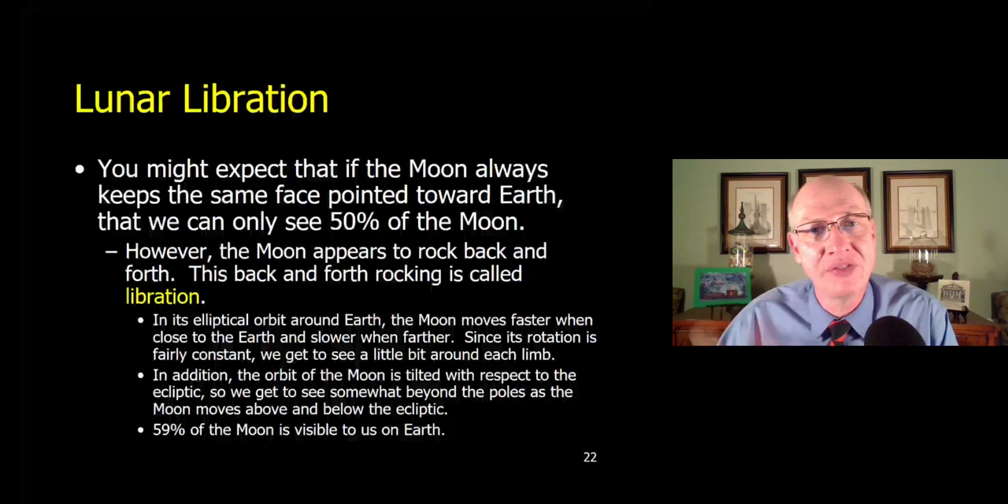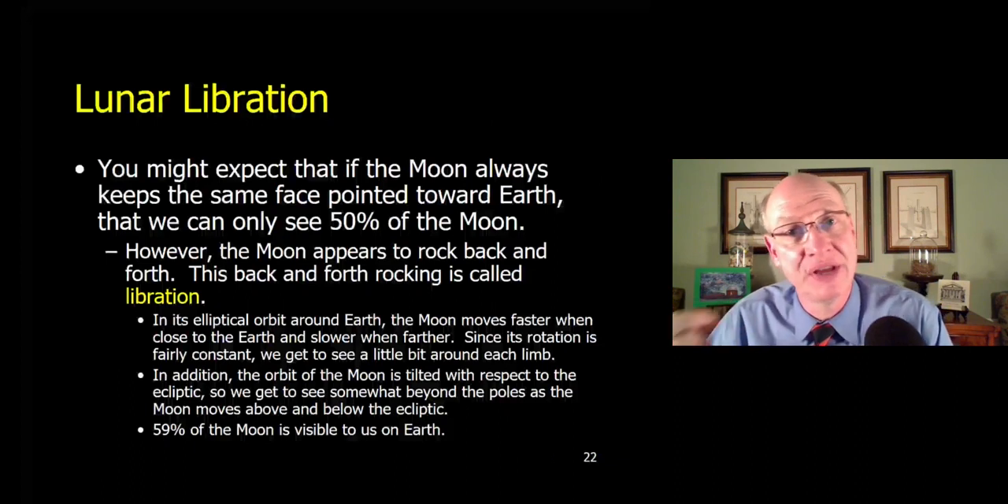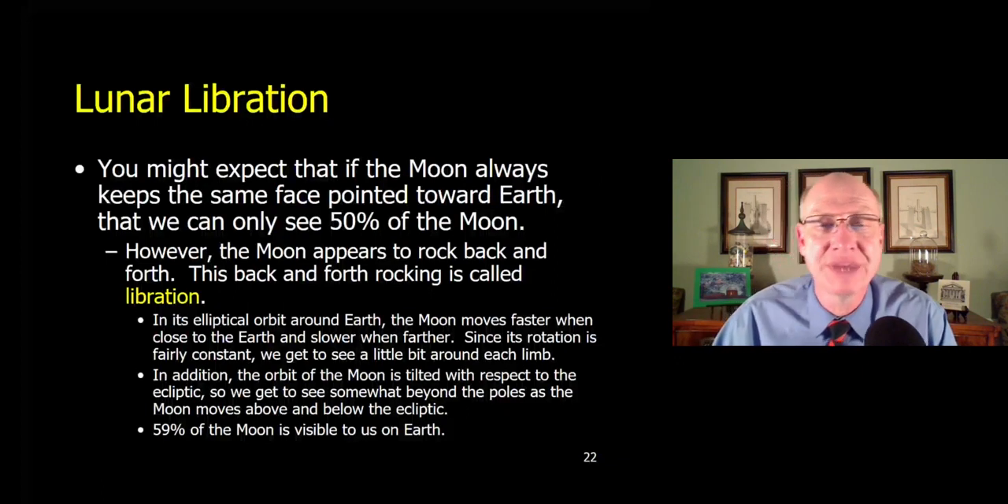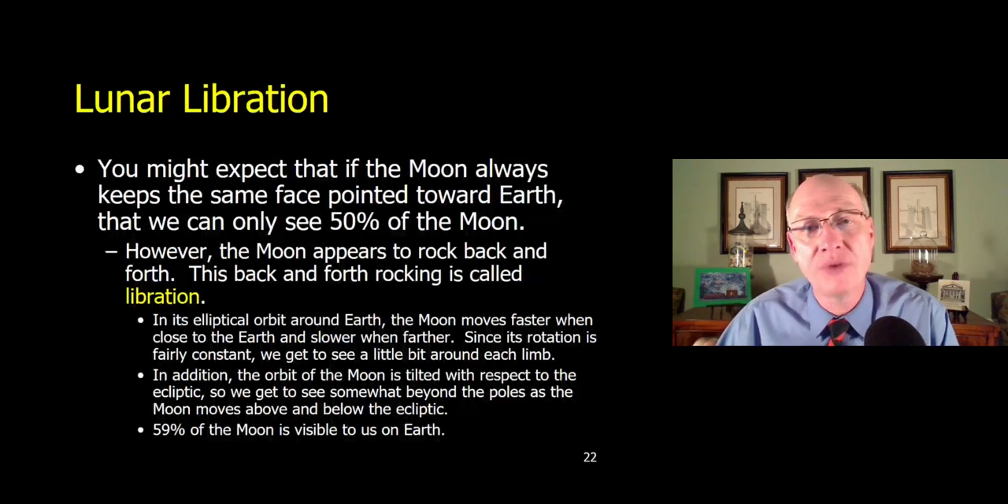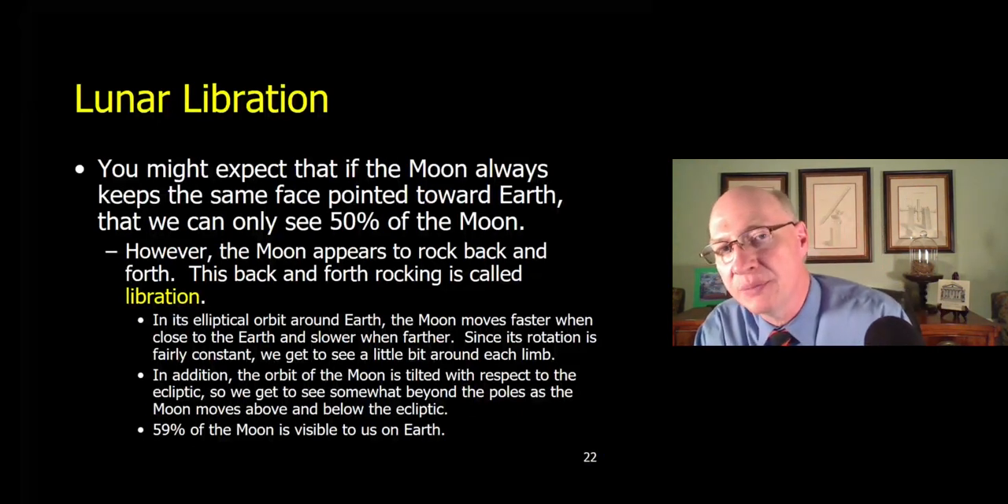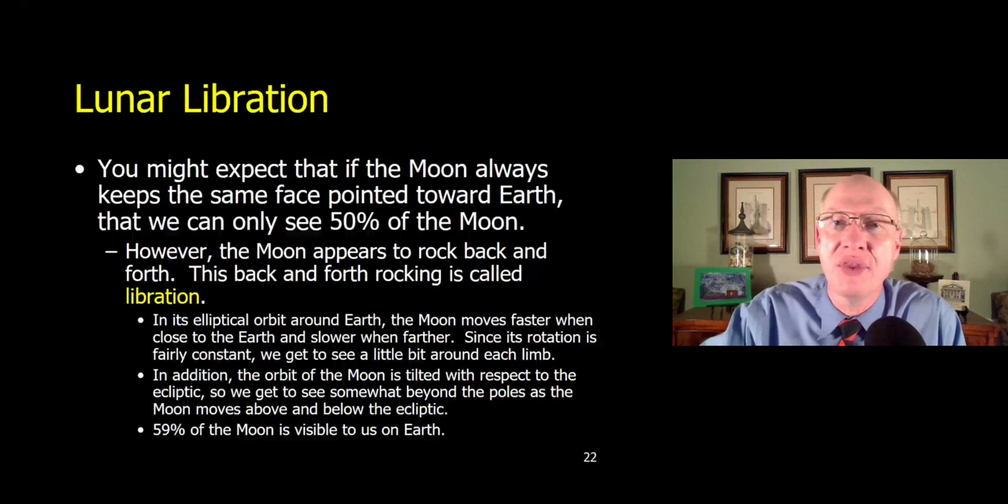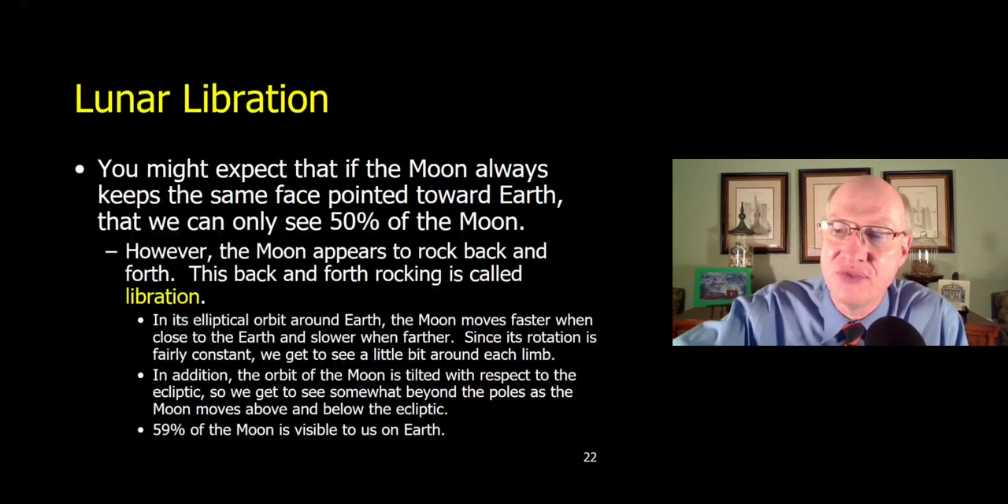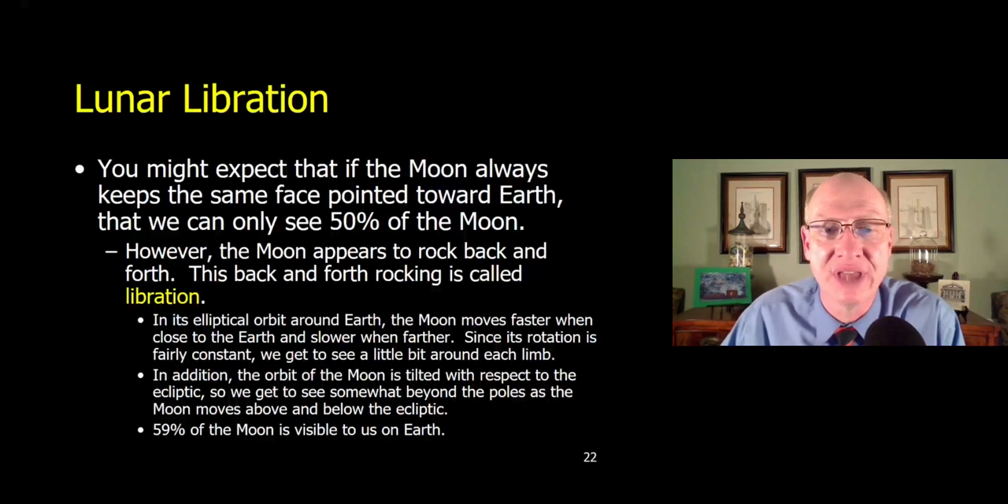The moon's orbit around the Earth is elliptical. Sometimes it's moving a little bit faster when it's close to the Earth. Sometimes it's moving a little bit slower when it's farther from the Earth. And over a long period of time, the moon's rotation and revolution have matched one another. However, for a short period of time, when the moon is closer to the Earth and moving a bit faster, we get to see around one side of the moon. And when the moon is farther from the Earth than average and moving slower, the rotation gets ahead of the moon and we get to see a little bit around the other side.